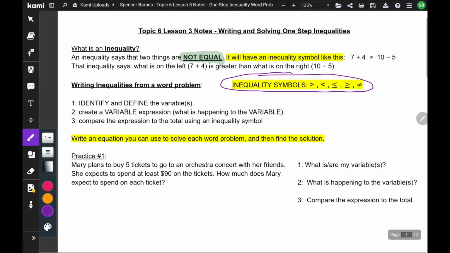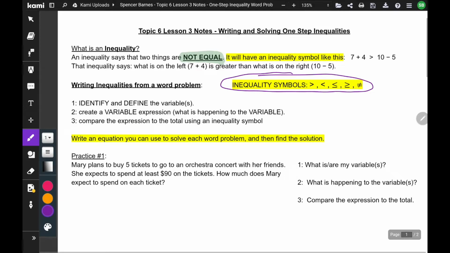All right, so when writing inequalities from a word problem, I first have to read the word problem. I always read through it once myself, and then I go back through and think about these three things. So first, let's read through the problem, and then we'll take a look at those three steps. It says Mary plans to buy 5 tickets to go to an orchestra concert with her friends. She expects to spend at least $90 on the tickets. How much does Mary expect to spend on each ticket?